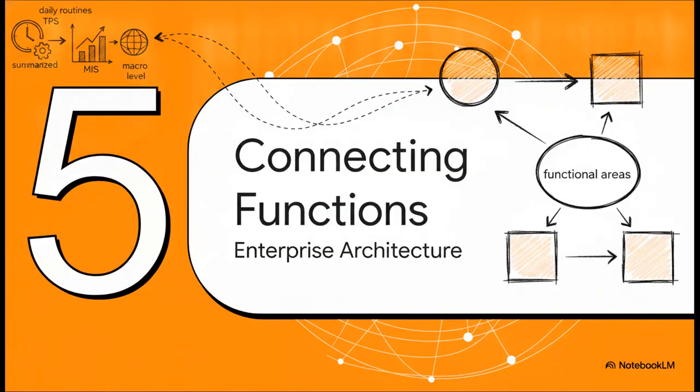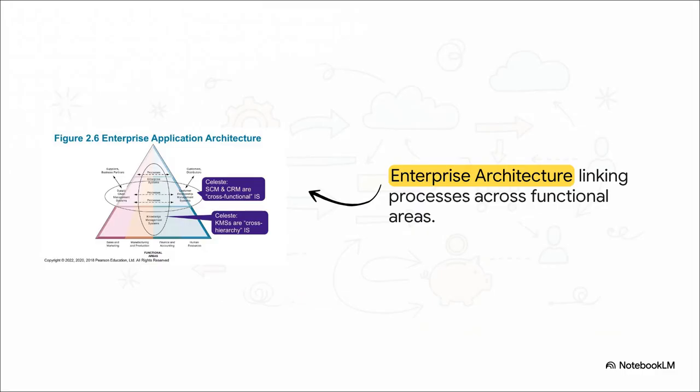All right, we've seen the micro level. Let's zoom all the way out. Section 5, connecting the functional areas through enterprise architecture. As a junior analyst, this enterprise architecture is the big picture you really need to internalize.